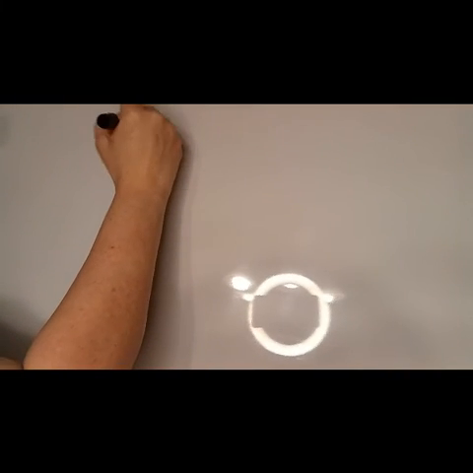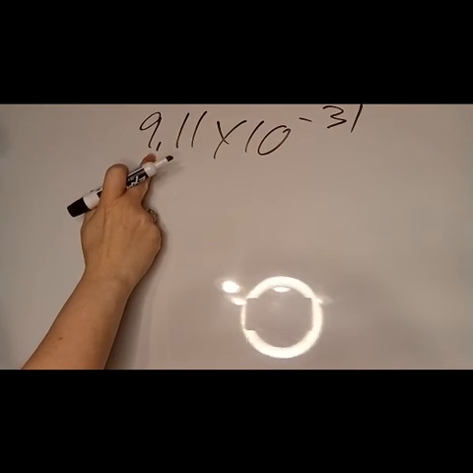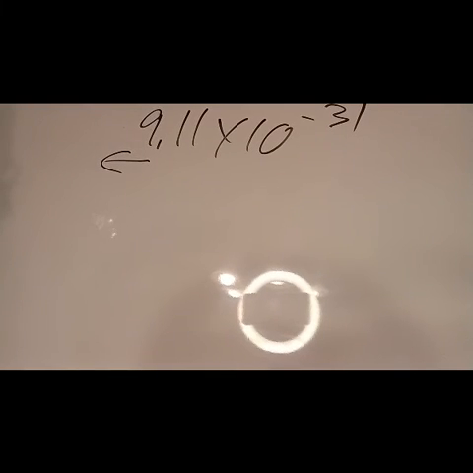In science, we often work with numbers that are very large or very small. For example, the mass of an electron is 9.11 times 10 to the minus 31. That means that we take this decimal and we move it over this way 31 times. So that's pretty freaking small. It can also go the other way.